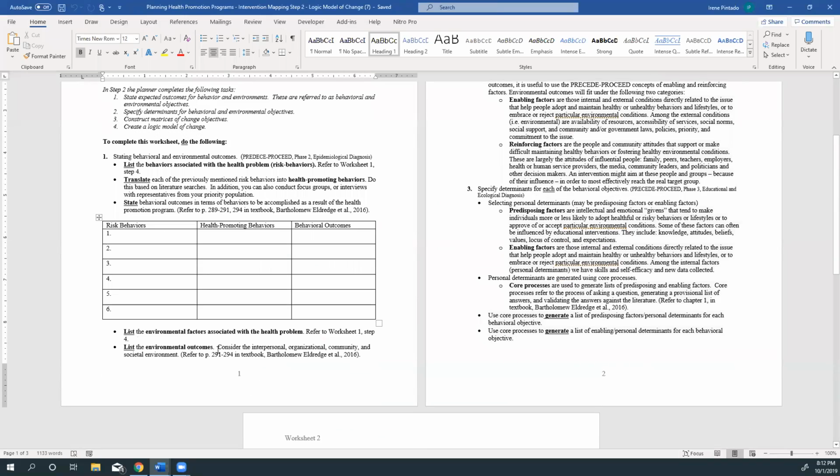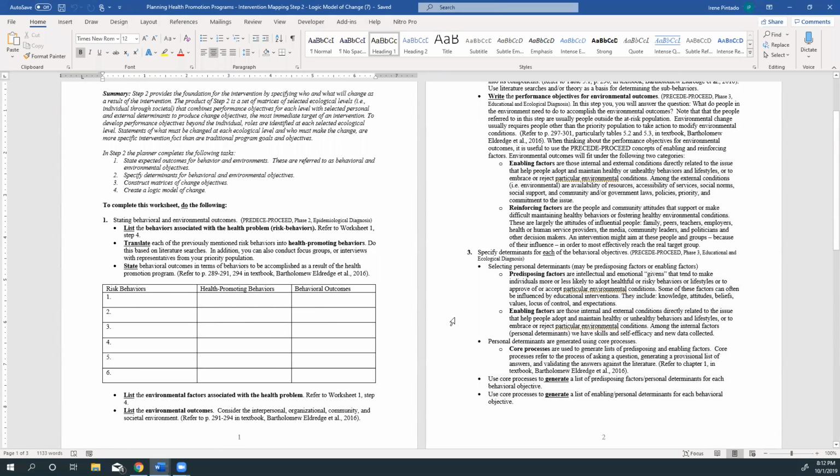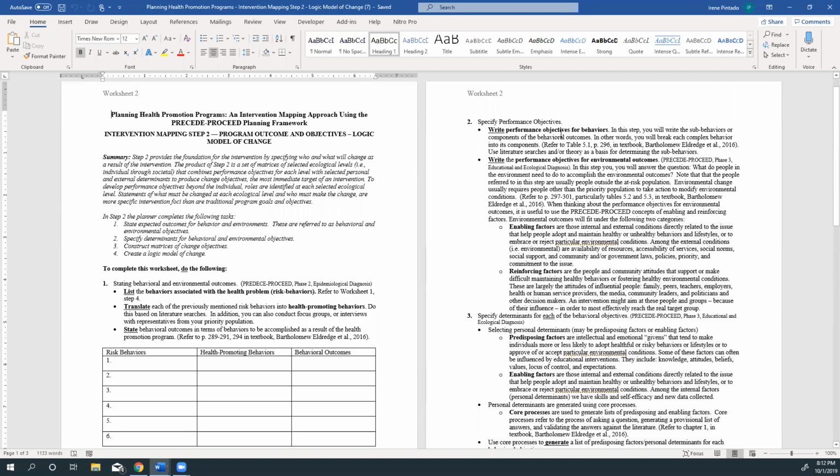This is a list of your behavioral outcomes, things that you would like to see. And then for each of the behaviors that you have come up with here, you're going to talk about the objectives for those behaviors. So remember I told you that the behaviors are usually made up of complex parts, right? Behaviors are not that simple. What are the things that people need to do to do that behavior?